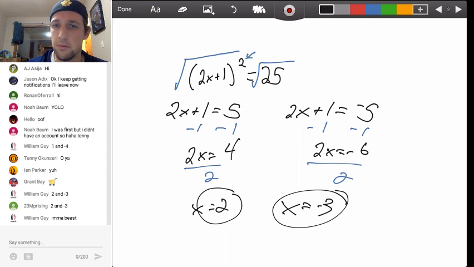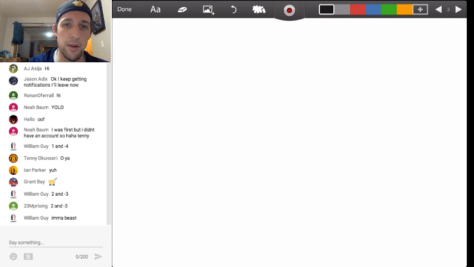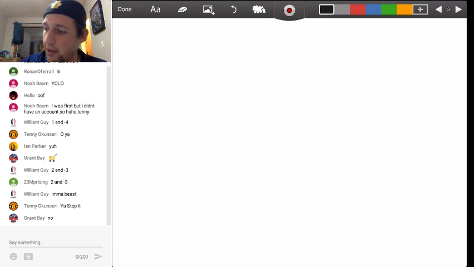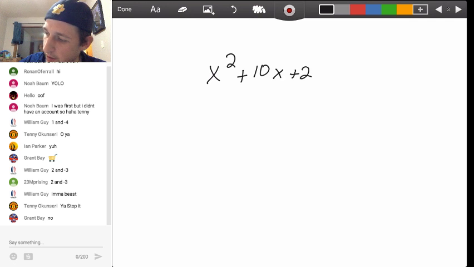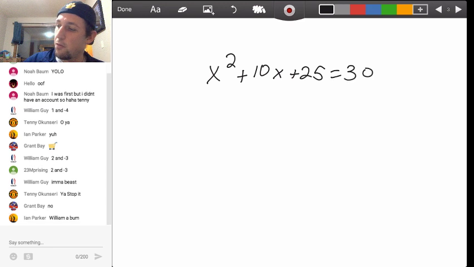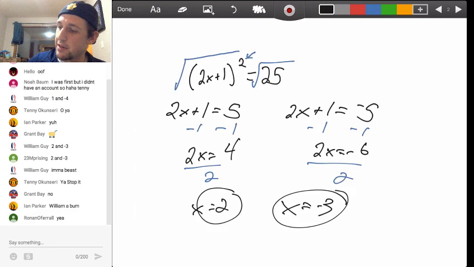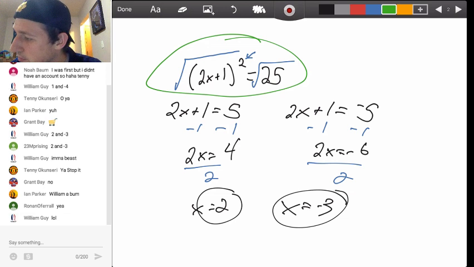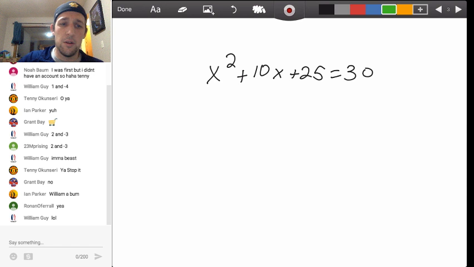So next one that we're going to take a look at, and this is yet another one that we are going to try to do without the use of the quadratic formula, and that would be x squared plus 10x plus 25 equals 30. Okay, what we're really trying to do is turn it into something that looks very much like our last one.